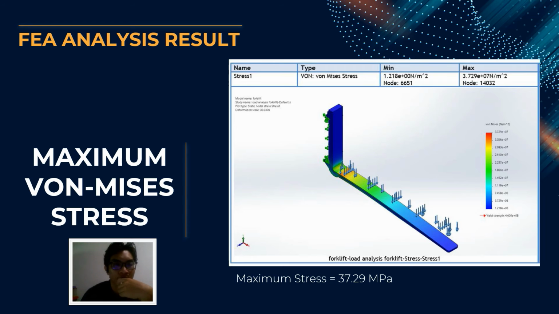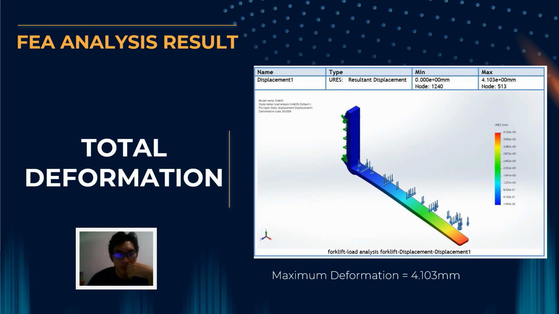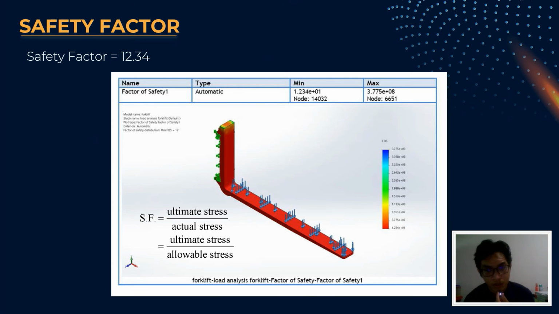From the FEA analysis result, we got the maximum von Mises stress. The maximum stress we got from this analysis is 37.29 megapascal. For the total deformation, the maximum deformation of this product is 4.103 millimeter. For the safety factor, we got 12.34 for this product, which we calculate by ultimate stress and actual stress of this product.